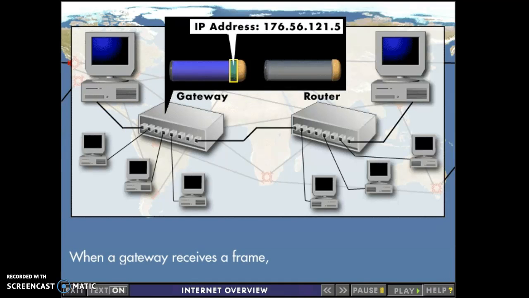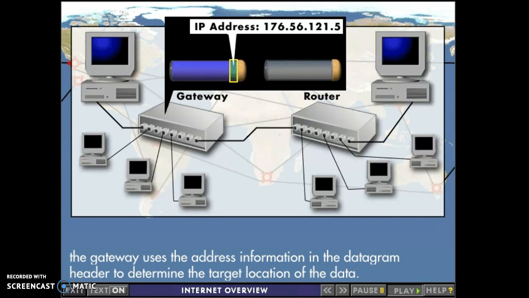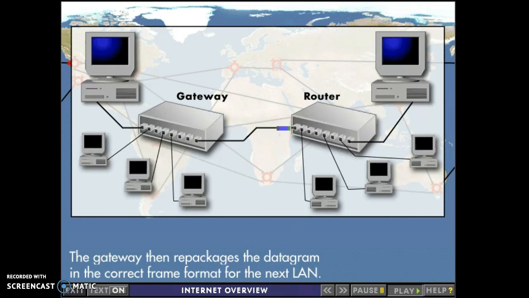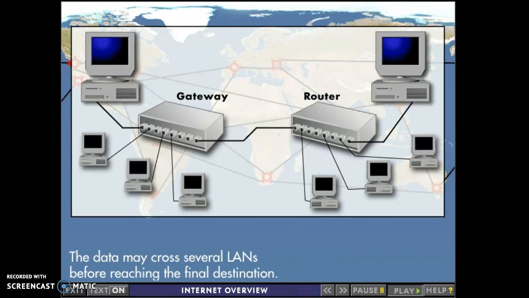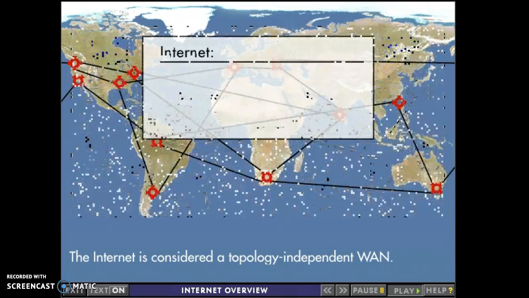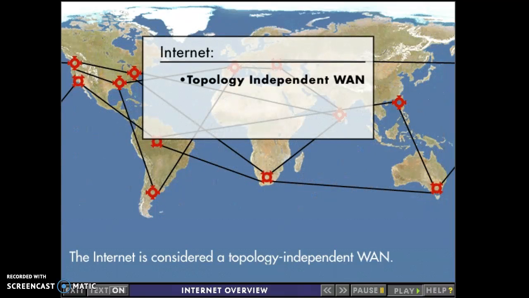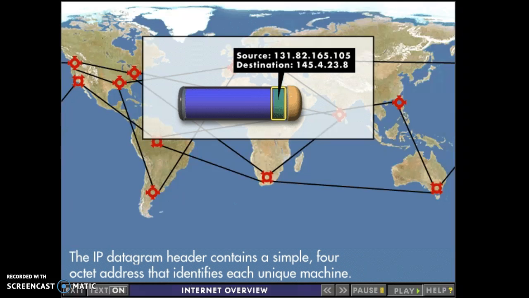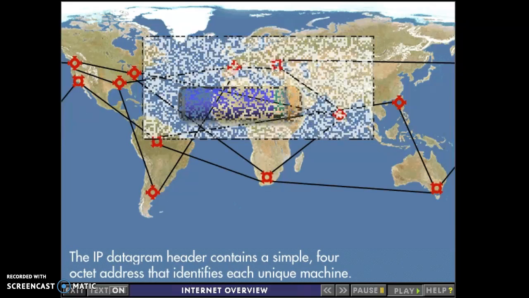When a gateway receives a frame, the gateway uses the address information in the datagram header to determine the target location of the data. The gateway then repackages the datagram in the correct frame format for the next LAN. The data may cross several LANs before reaching the final destination. The Internet is considered a topology-independent LAN. This independence from various LAN topologies is accomplished by using IP as the common protocol. The IP datagram header contains a simple 4-octet address that identifies each unique machine.